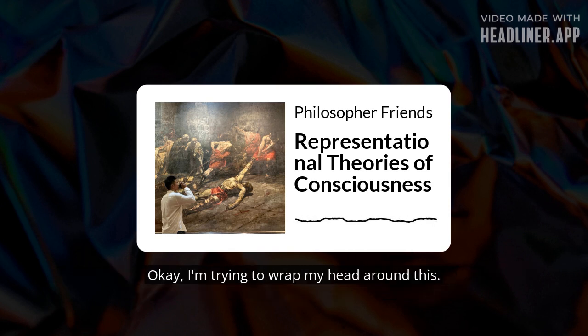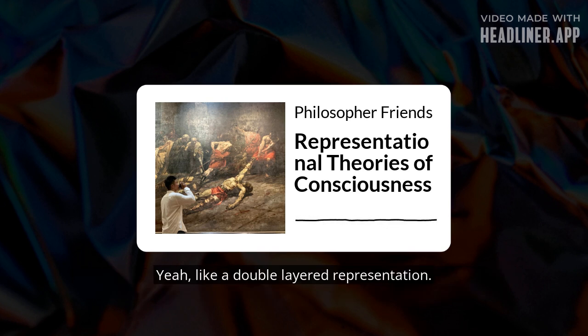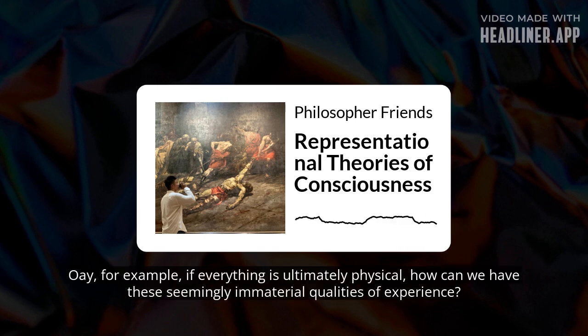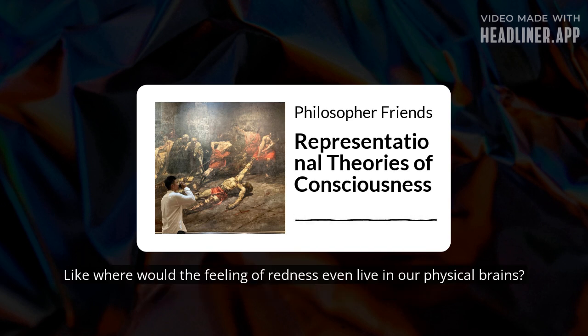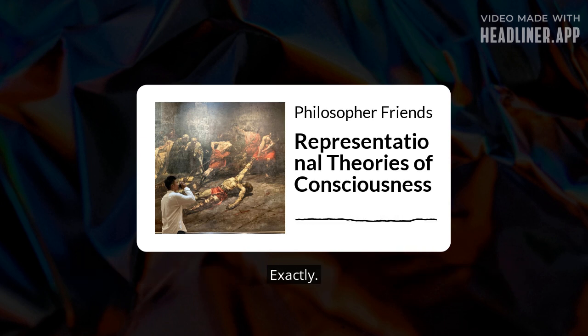Okay, I'm trying to wrap my head around this. So it's like there's a representation of the apple's redness and then a separate representation of what it feels like to see that redness. Like a double-layered representation. You're getting it. And this leads to some fascinating questions. For example, if everything is ultimately physical, how can we have these seemingly immaterial qualities of experience? Like where would the feeling of redness even live in our physical brains? It's not like there's a little red light bulb going off in there when we see something red.